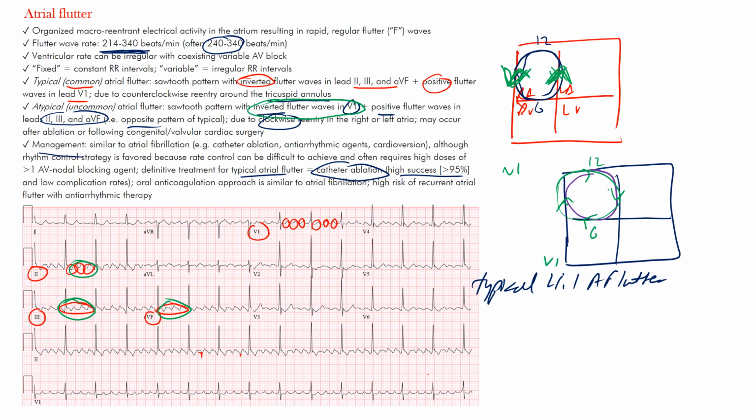We've developed an artificial intelligence algorithm where, if you have a patient in sinus rhythm, the AI program can detect the likelihood of the patient going into atrial fibrillation or atrial flutter. Quite neat stuff. But let's recap here. Atrial flutter is an organized macro-reentrant electrical activity in the atrium, often in the right atrium. It results in the regular flutter waves that we've seen. The flutter waves tend to be fast, often between 240 and 340 beats per minute.